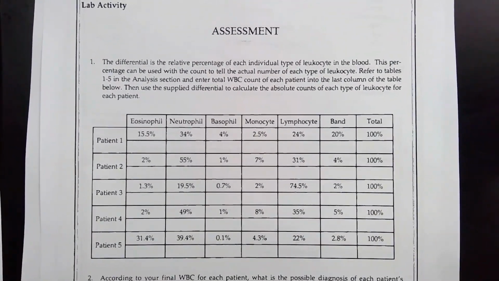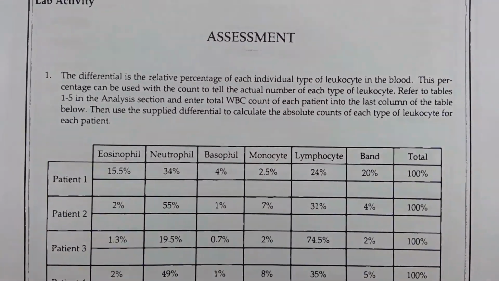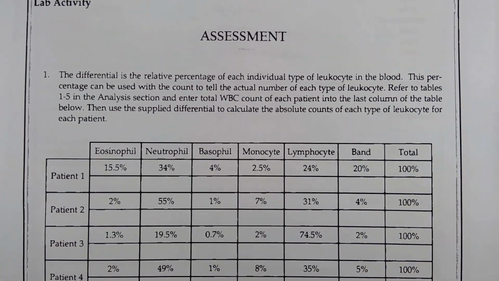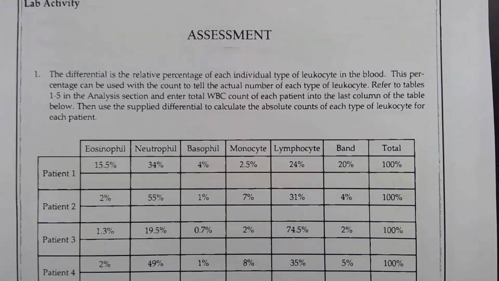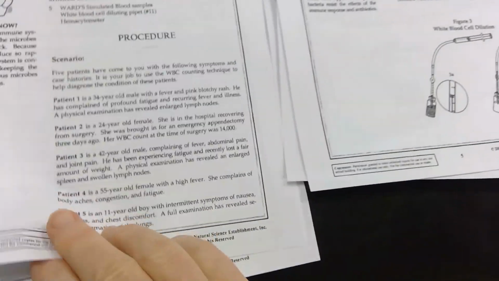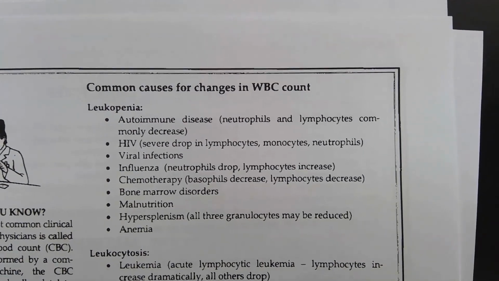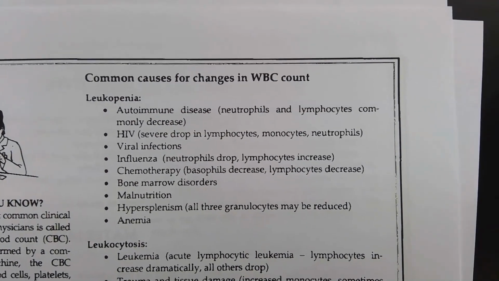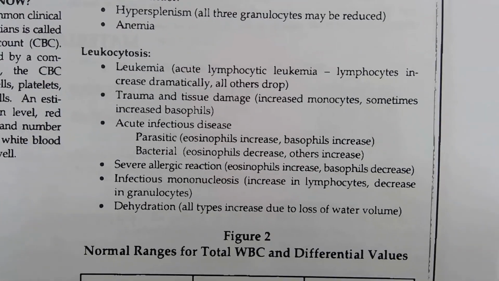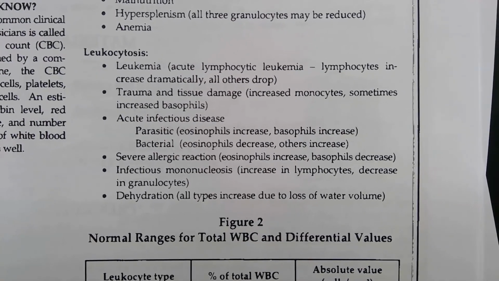So you need to know how many of those white blood cells are eosinophils, how many are neutrophils, how many are basophils, and so on. Because remember, back here, where you're diagnosing your patient, you have to know the individual types of blood cells and which ones are high and which ones are low.